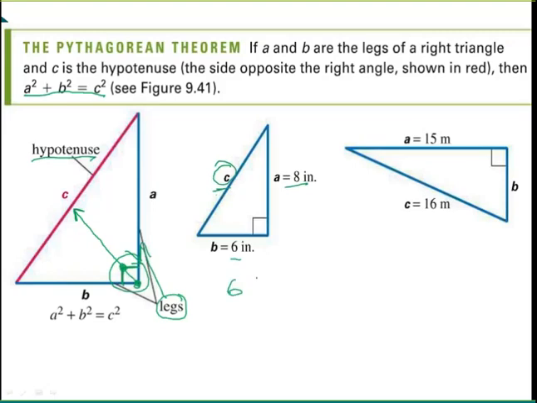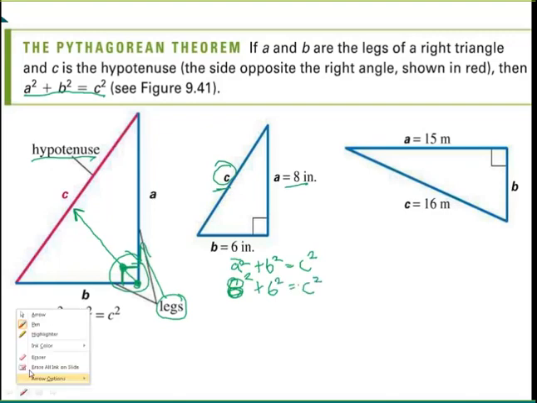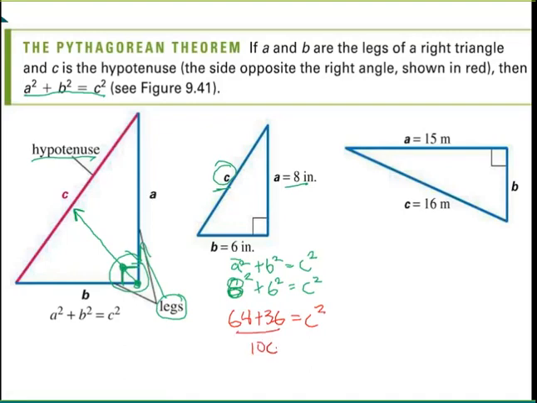All you do is you set it up with your formula, a squared plus b squared equals c squared, and your a is 6, or your a is 8. It actually doesn't matter which leg is which, but 8 squared plus 6 squared equals c squared, and then you go ahead and square them, and you get 64 plus 36 equals c squared. And then your job is to add these together to get 100, and 100 equals c squared. And then you simplify by square rooting both sides.